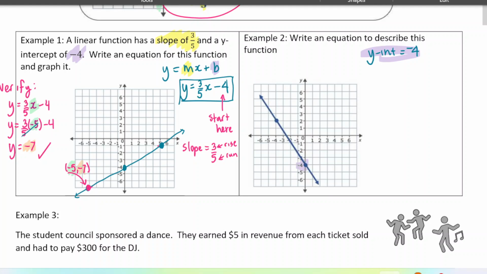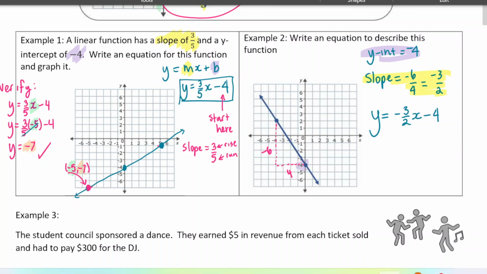I'm just going to use the 2 points given, so I'm going to count down 1, 2, 3, 4, 5, 6, and over 1, 2, 3, 4. So my slope would be -6 over 4, and you can reduce it if possible. So this one, you can reduce those two numbers, or sorry, divide them both by 2. And then we are going to put those 2 pieces of information into my equation. So my equation is y equals -3 over 2x minus 4.